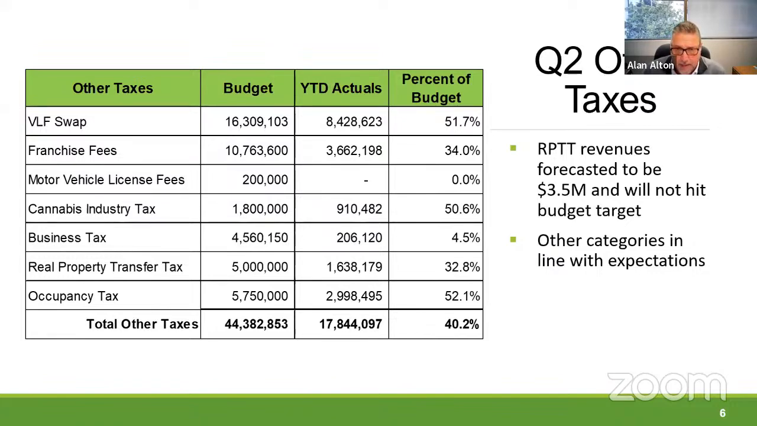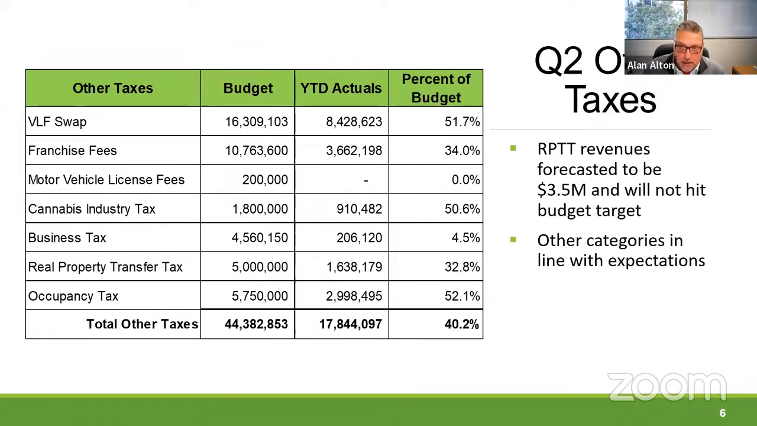Our VLF swap, it's property tax that comes in lieu of vehicle license fees. So that's why it's called the VLF swap. It ties along with our property tax, so it's where it should be.